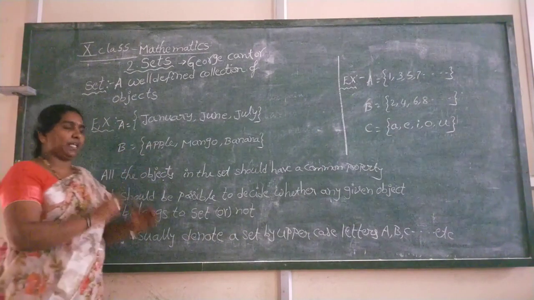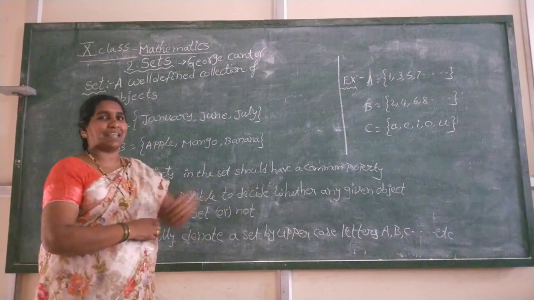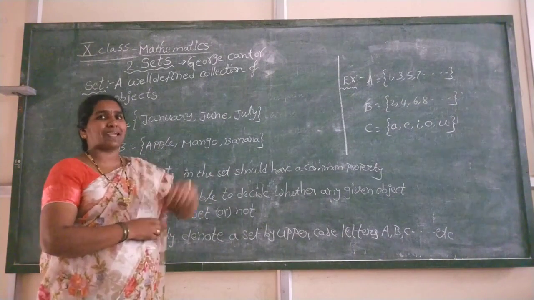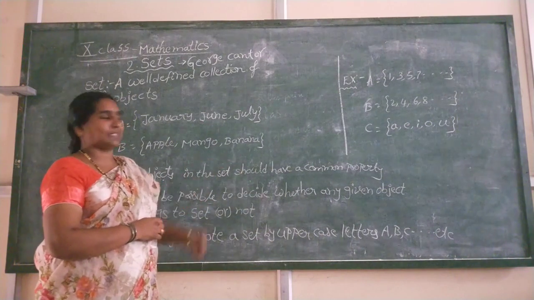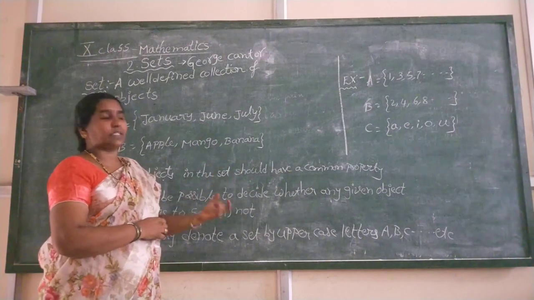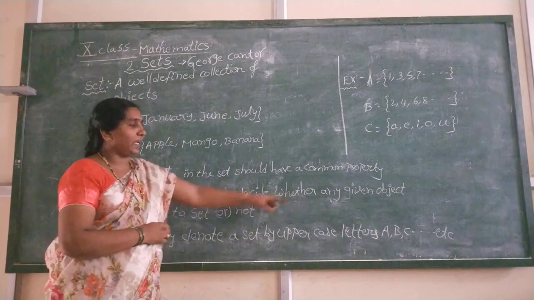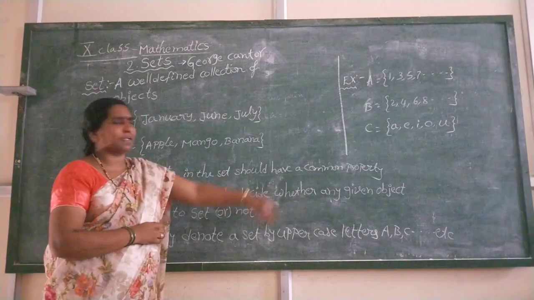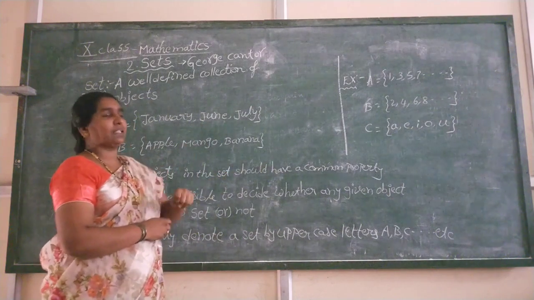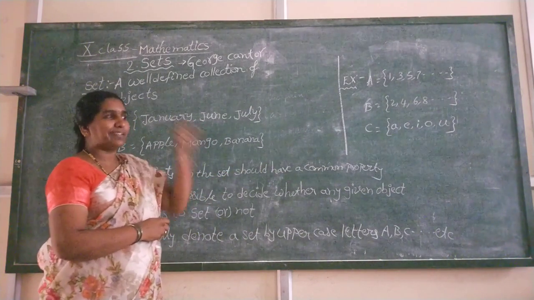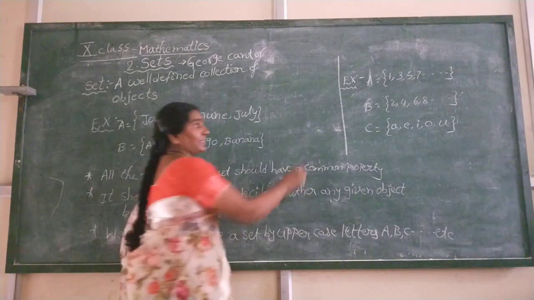We usually denote a set by using uppercase letters. What is the meaning of uppercase letters? Uppercase letters are nothing but capital letters. We always denote sets by using capital letters only, like capital A, capital B, capital C. Each and every object in a set we call an element.